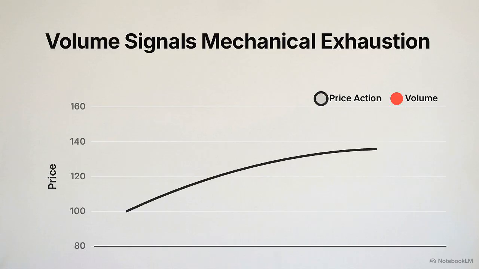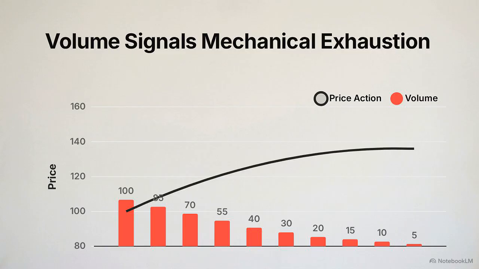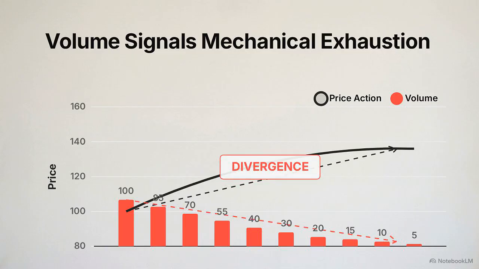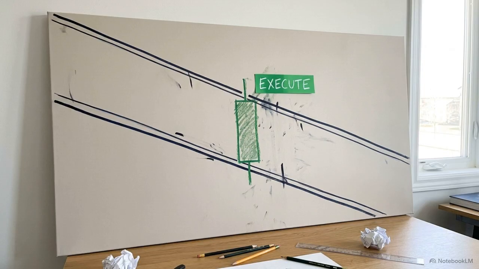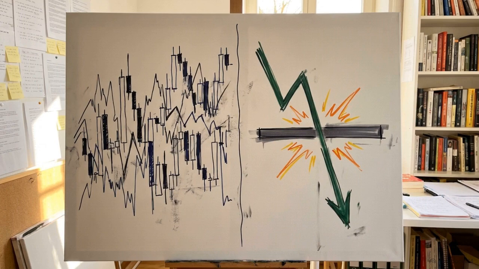We will also decode how volume signals mechanical exhaustion before the pattern even triggers. This breakdown leads to a precise execution logic for entering the market once an established channel finally breaks. Understanding the mechanical need for the market to physically build this pattern is the only way to separate a premier trend reversal from market chop.